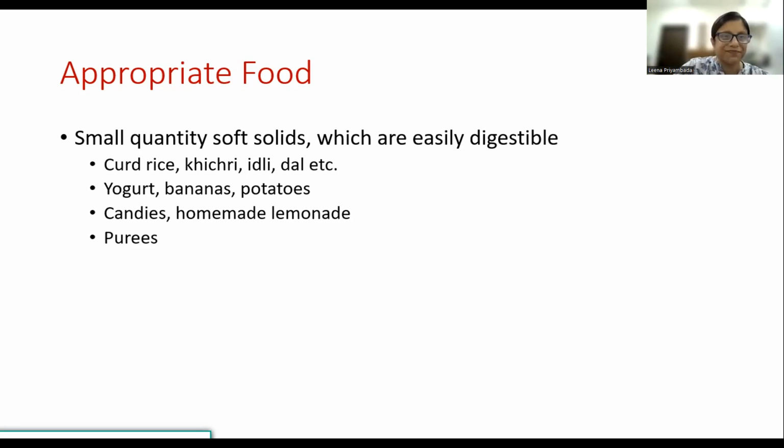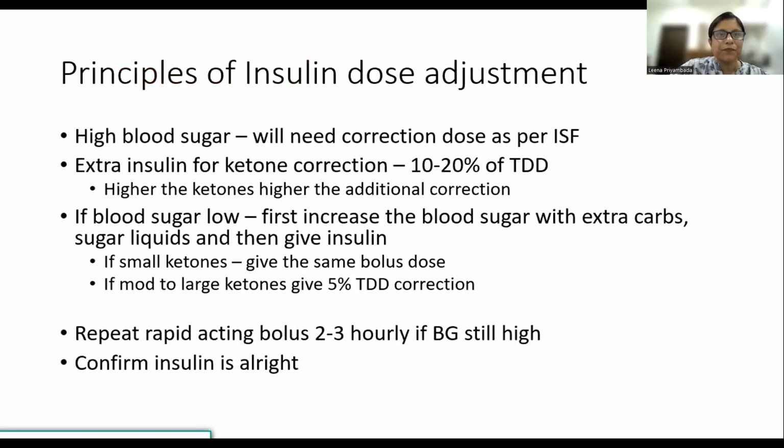Okay, I assume so. So the important question always is, how do we adjust the insulin dose? I'm sorry, this has become a very busy slide, but I will guide you through it. If there is a high blood sugar, I forgot to animate this slide, then it will need a correction dose.